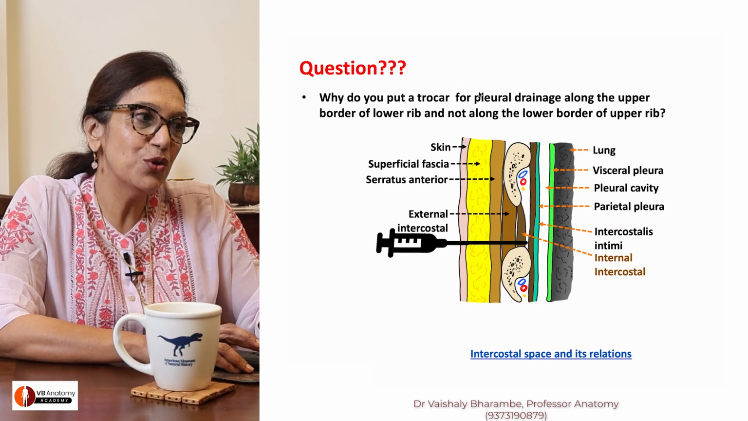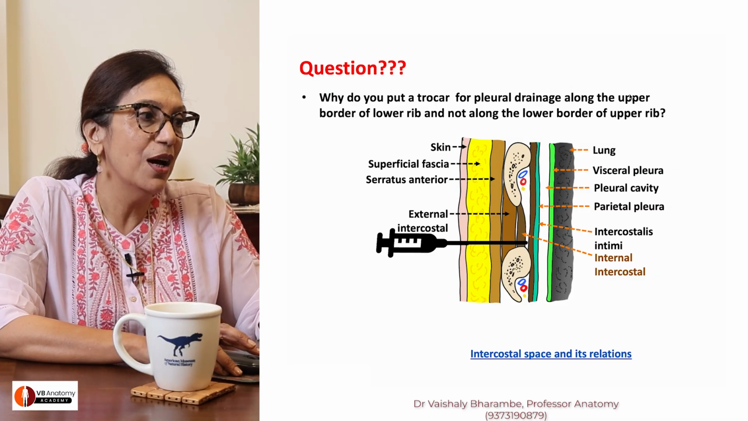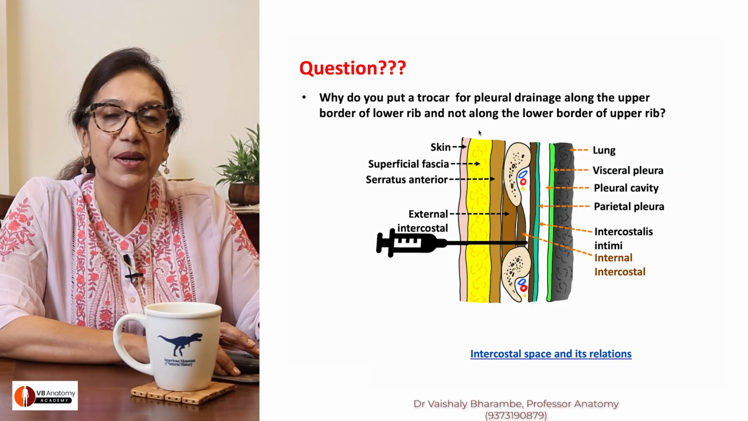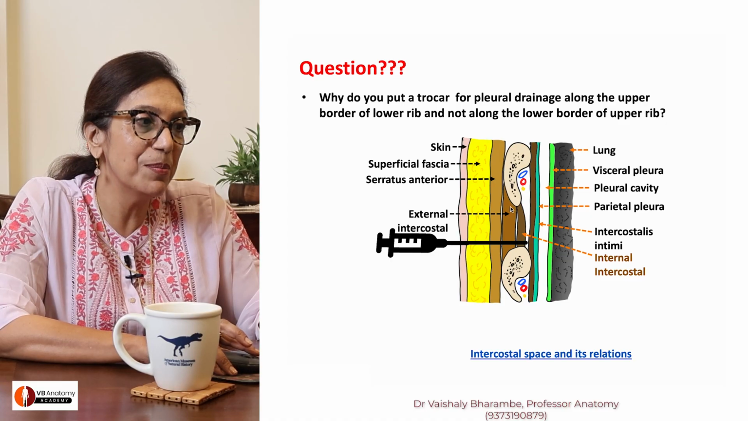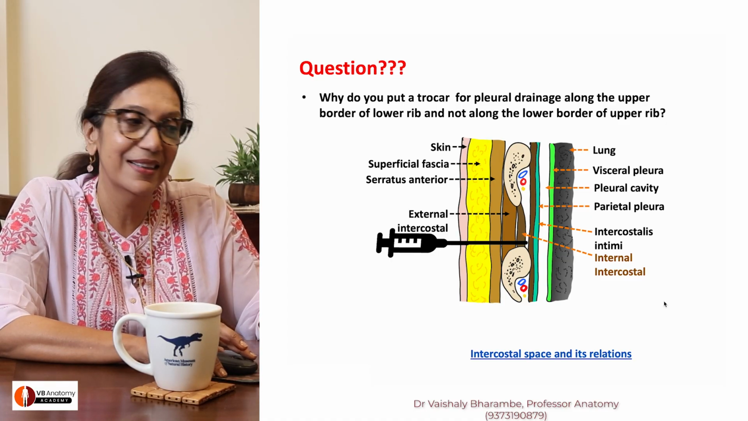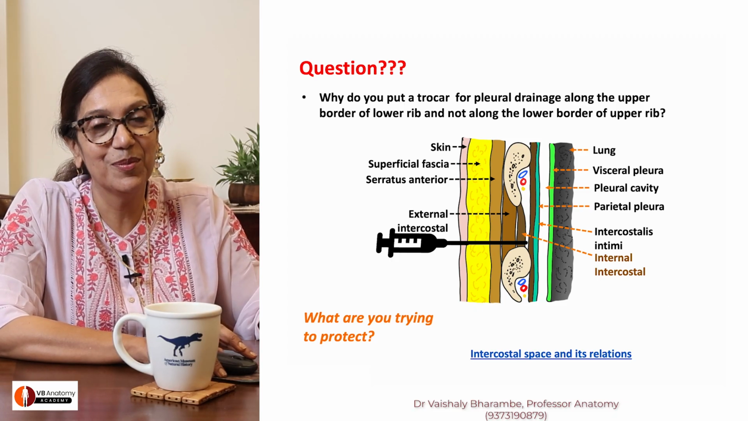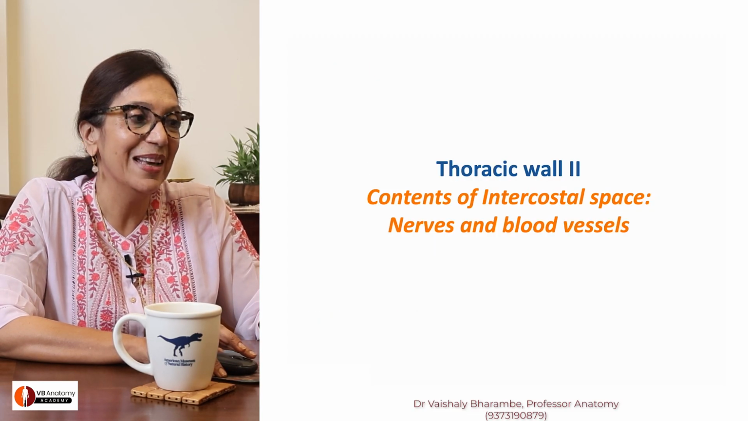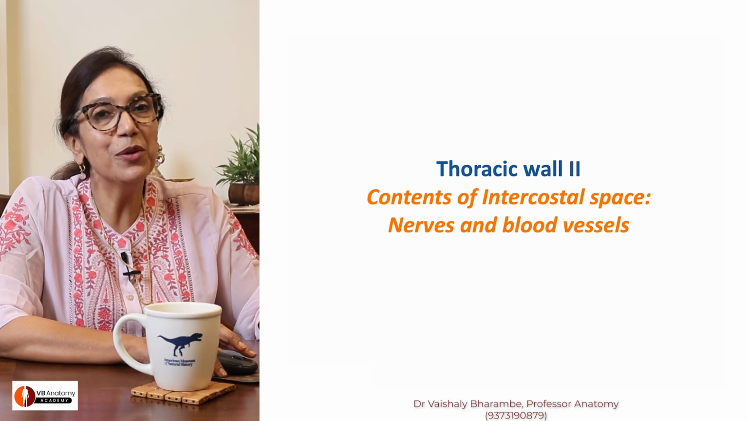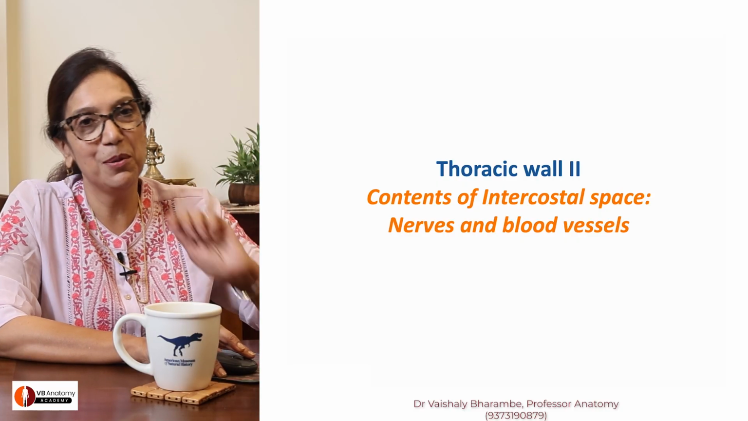So why do you put a trocar for pleural drainage along the upper border of lower rib and not along the lower border of upper rib? Why not here? Why here? What are you trying to protect? Good question. The contents that you are trying to protect is what we are going to talk about today.